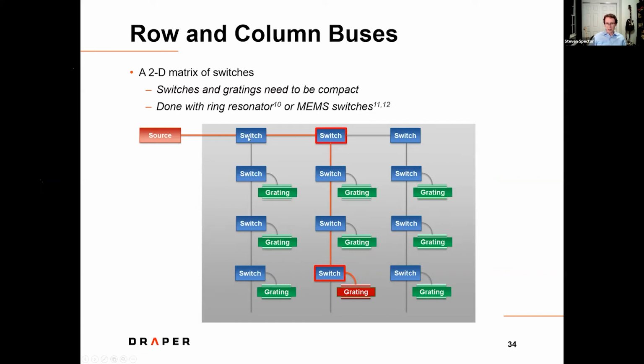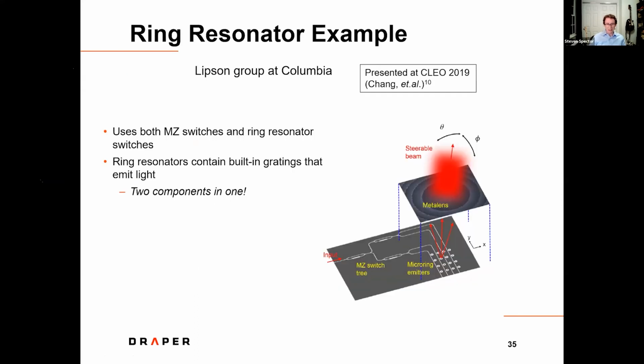So we go on this bus at the top where the light's going across. We hit the switch which is on, and it then diverts the light to another bus going down where it passes through, in this case, switches that are off. And when it reaches a switch that's on, that switch then passes that light to a grating, which then emits light towards the lens. And the two types of switches I've seen in literature are ring resonators and MEMS switches. So I'll start with the ring resonator case.